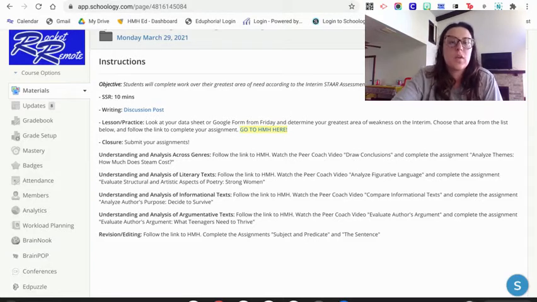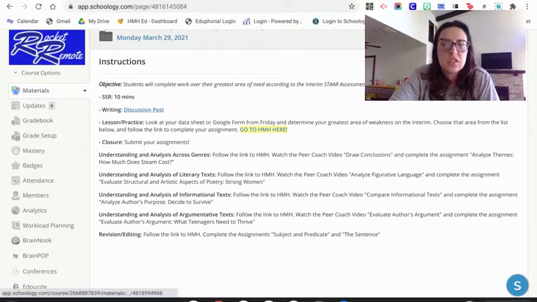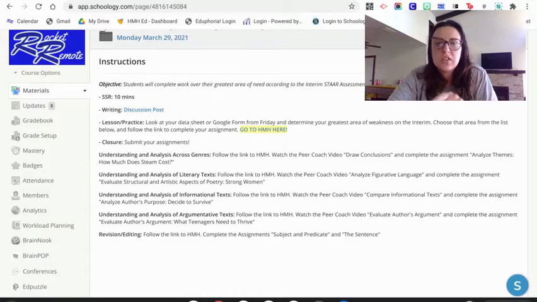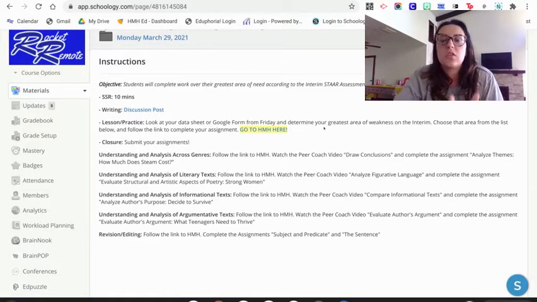So you're going to read for 10 minutes, do your discussion post, and then look at your data sheet. Remember that was emailed to you, or the Google form if you've already filled that out and you want to go back to the Google form instead, to determine your greatest area of weakness on the interim exam.